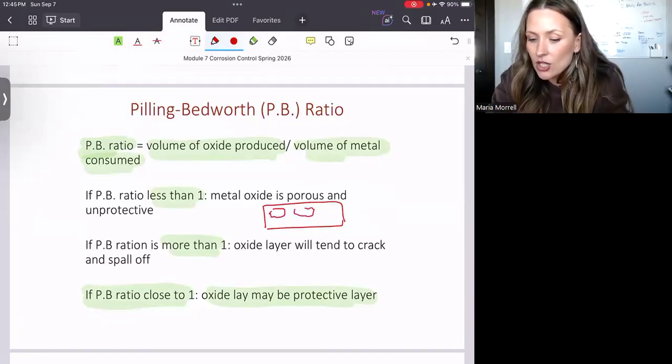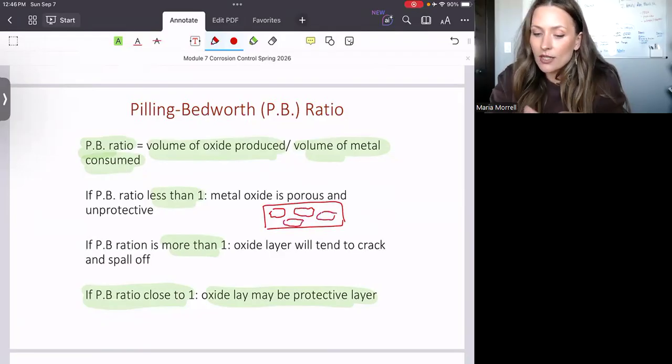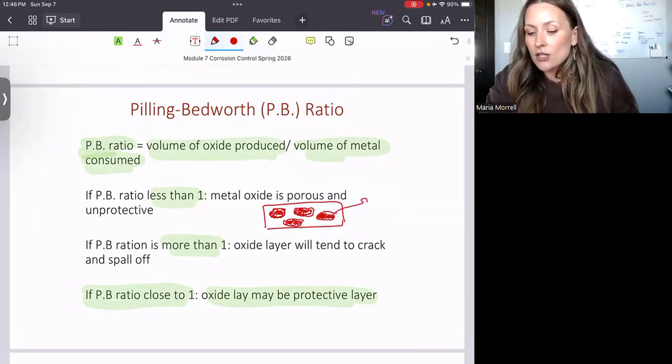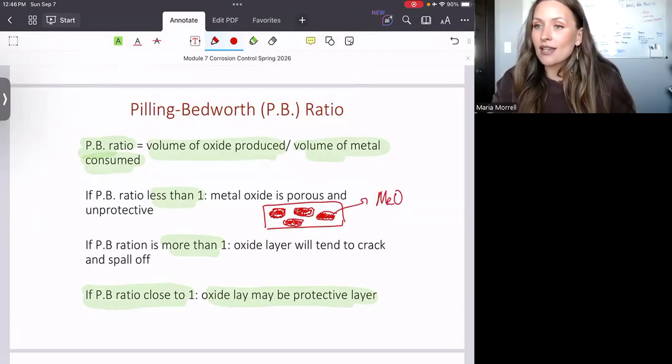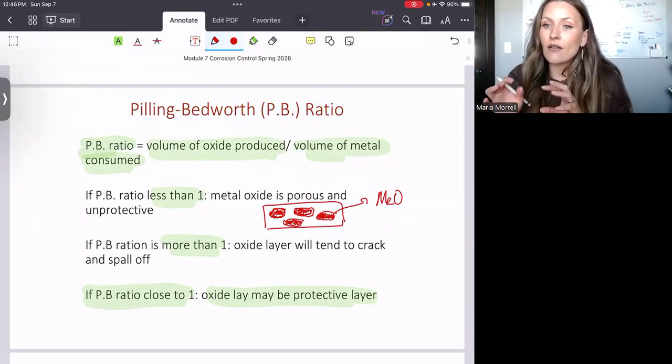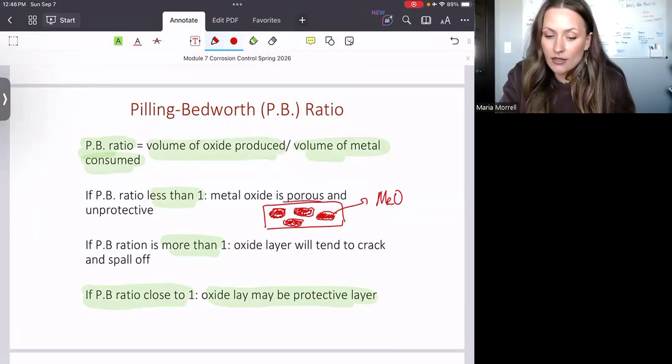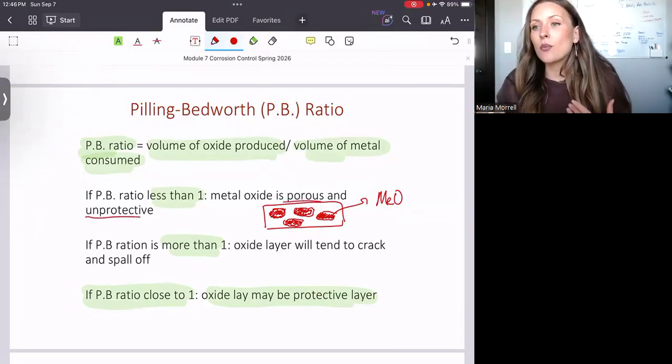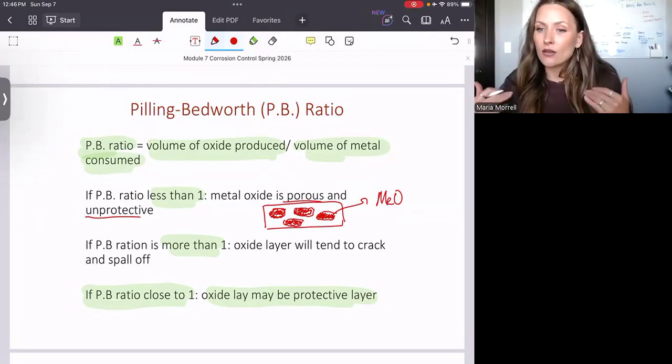It's going to look like patchy regions. Whatever is produced, I keep saying aluminum oxide, I'm rushing a little bit, it doesn't have to be aluminum oxide. In the example problem that I've chosen, I will be talking about aluminum, but here it could be any metal oxide. So this is your metal oxide layer, and you can clearly see that the metal oxide here is porous and unprotective. This is what we end up with when we have the PB ratio less than 1.